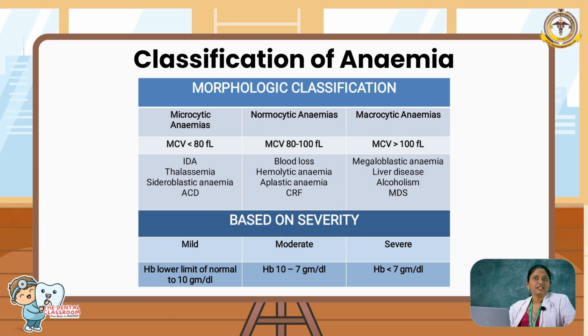Based on the severity, it is classified as mild, moderate and severe. Hemoglobin from the lower limit to 10 grams per deciliter is mild anemia, 10 to 7 grams per deciliter is moderate anemia and less than 7 grams is severe anemia.